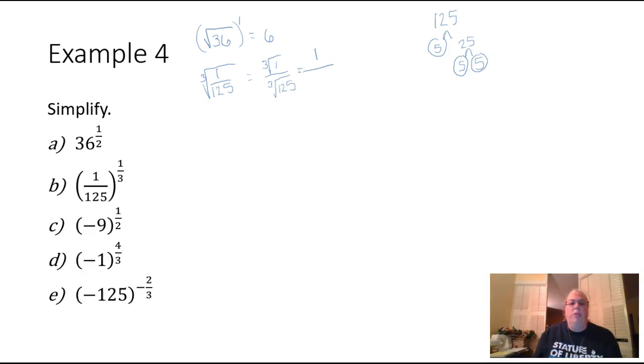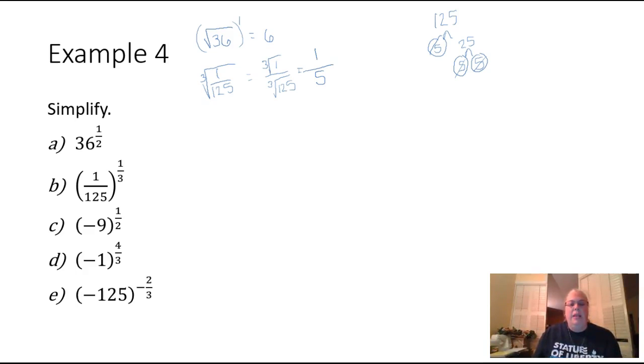So we were looking for 3 of the same thing. I have 3 5s, and there will be no radical left over because I have used up all of my prime numbers. All right. Number C, we have -9 to the 1/2 power.